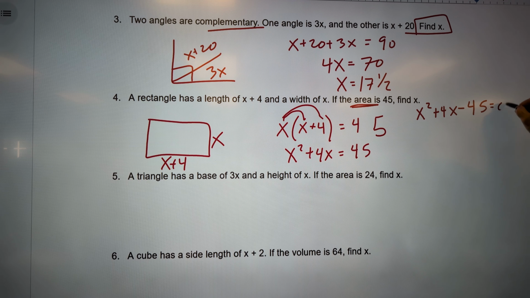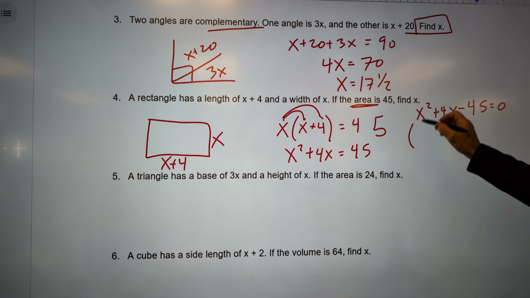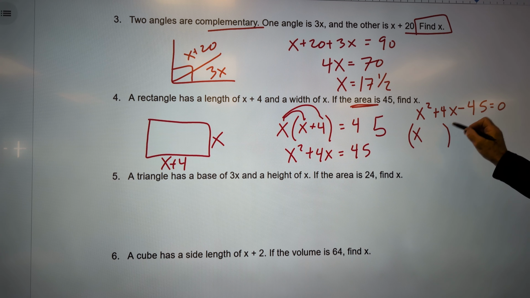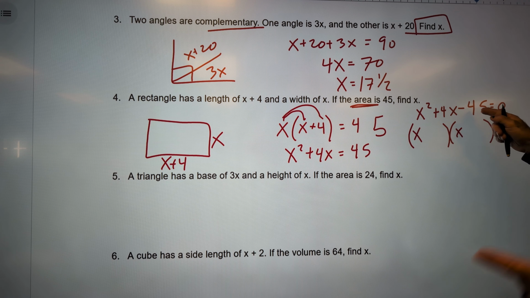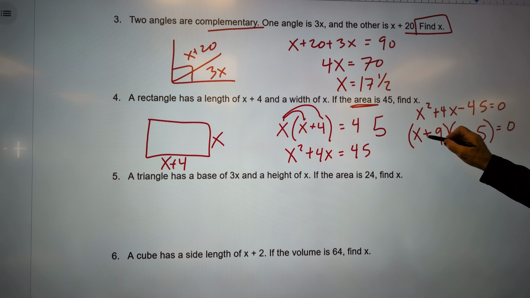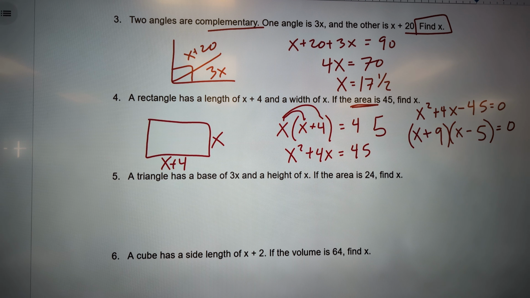Now that that quadratic's set equal to 0, then I solve by factoring. Only factors of x squared are x and an x. I'm looking for factors of 45 that multiply together to give me 45, but add or subtract to give me a 4. That would be a 9 and a 5. One has to be negative, one positive. This is positive, so the larger one has to be positive, this one negative.